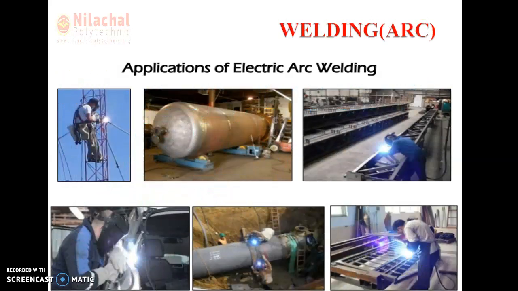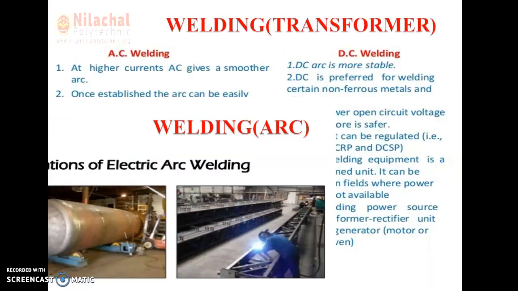Now you can see in these figures, starting from tower manufacturing, here you can see a tank being manufactured. In the third figure you can see the bridge manufacturing process, and in the fourth figure the automobile car manufacturing process. These are the application areas where electric arc welding is extensively used. Generally, electric arc welding is the most famous process, so we use it in industry.